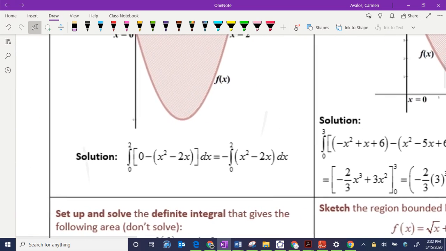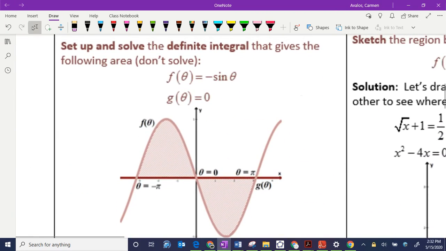And then let's look at this one right here. This is the sine function. Again, the other function is y equal to 0. That's your g of x. And then the sine function is the negative sine function, so instead of going up, it actually goes down. We want to find the area in between those two curves. So the area is below the x-axis here and above the x-axis here.